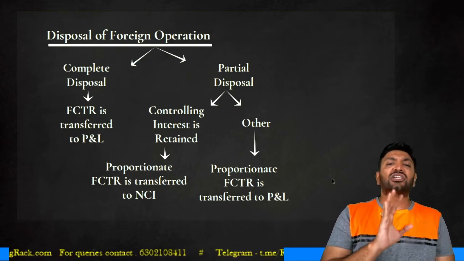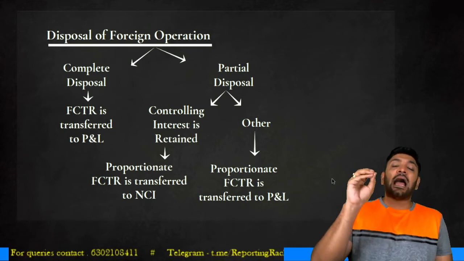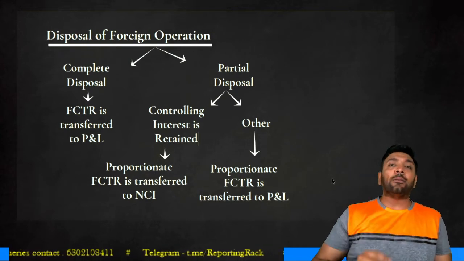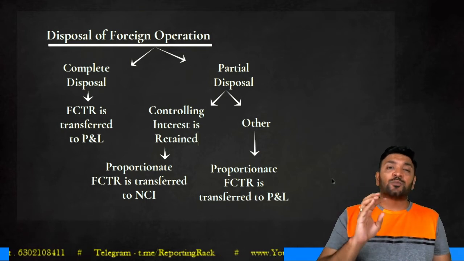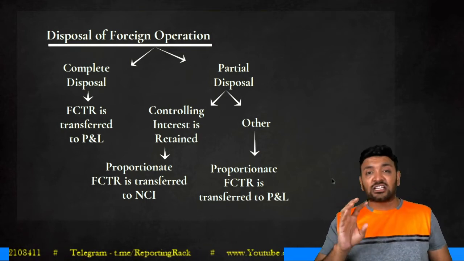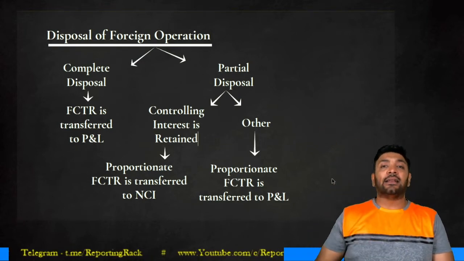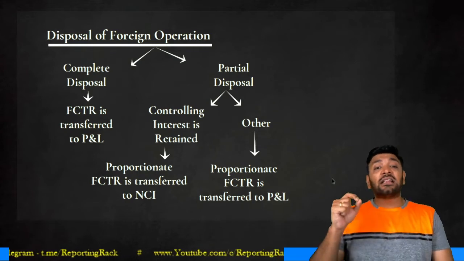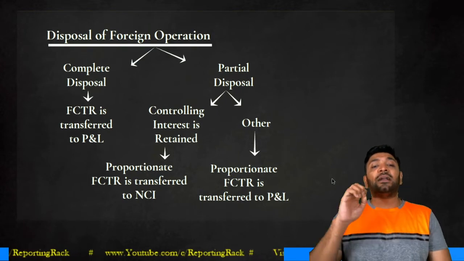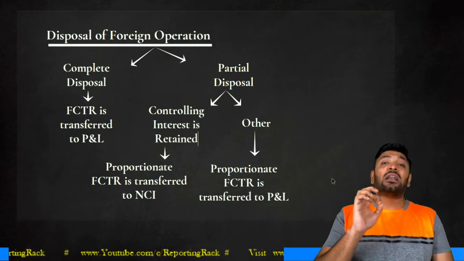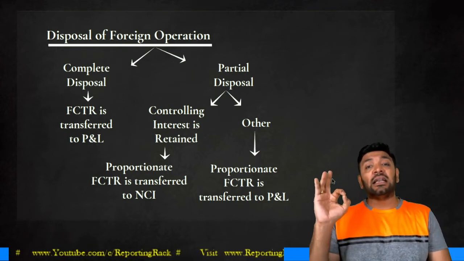But if there is a partial disposal, meaning only in part. So subsidiary, I had 80% shares, I sold 20%. So proportionate disposal or fractional disposal happened. But even after the fractional disposal, I still control 60%. It is still my subsidiary. In such situations where the controlling interest is retained, proportionate FCTR reserve should be transferred to NCI, which is non-controlling interest. This concept of non-controlling interest will emerge under Ind AS 110.